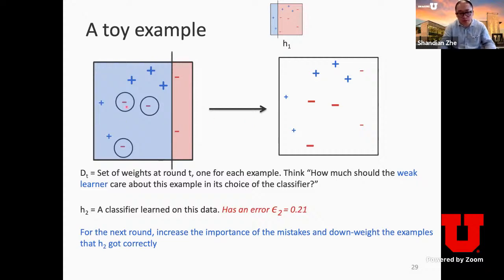So now, based on those sample weights, we can derive that the weighted error for the second classifier, H2, is 0.21. For the next round, we're going to adjust the weights of the training examples again, meaning we increase the weights for those misclassified negative examples, and we downweight the examples correctly classified by H2, so their weights will decrease. So we end up with the training set for the third round.